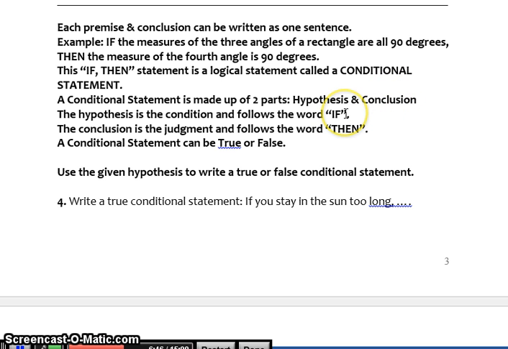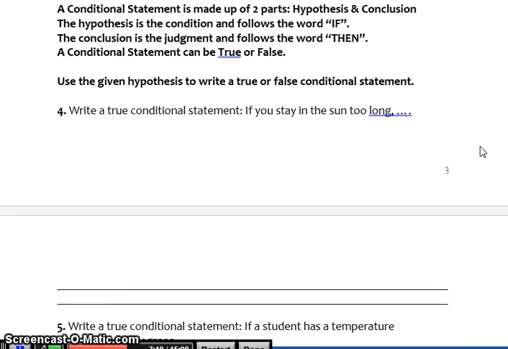Now, the if part is the hypothesis. That's also what we called the premise previously. And the conclusion follows the then. So we have if, and then the hypothesis, and then, and then the conclusion. Now, a conditional statement can be true or false. Just because somebody says if then doesn't mean that it's necessarily true. Now let's do some examples.